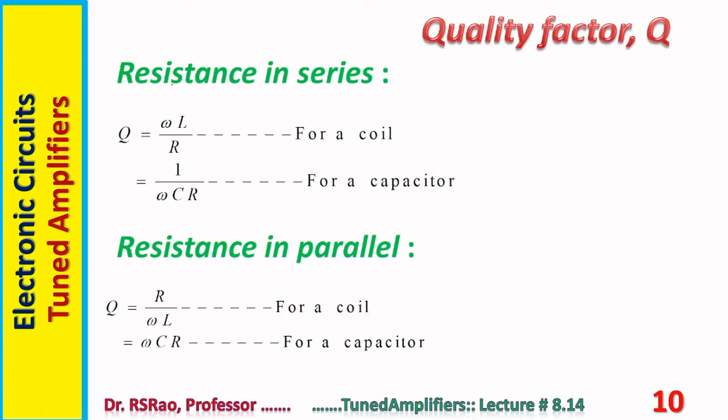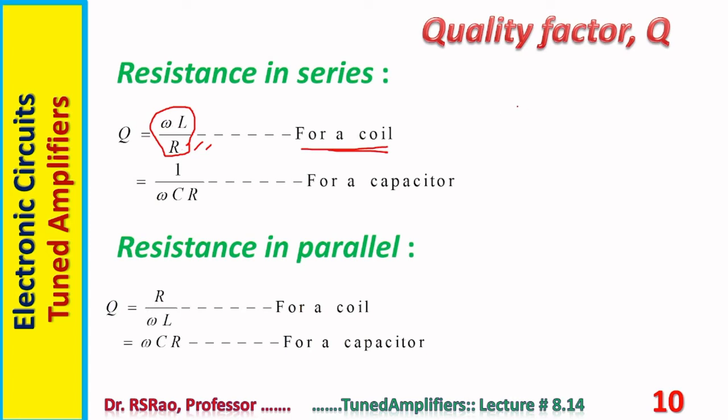Now, we consider here a coil and a capacitor, inductor and capacitor, and when the definition which we considered earlier is applied, what do we get? What is the expression for Q? Q is omega L by R for a coil. This expression we got by applying the definition given in the previous slide. What is omega, what is L, what is R?